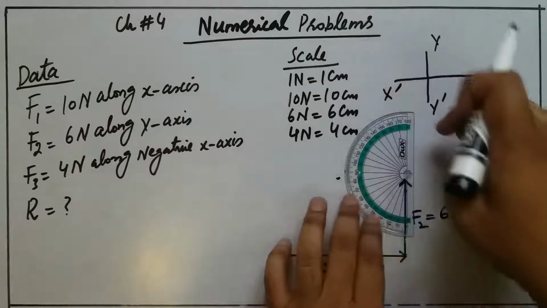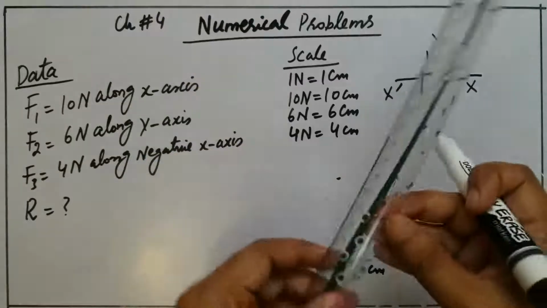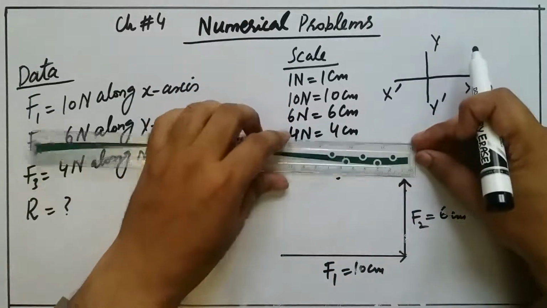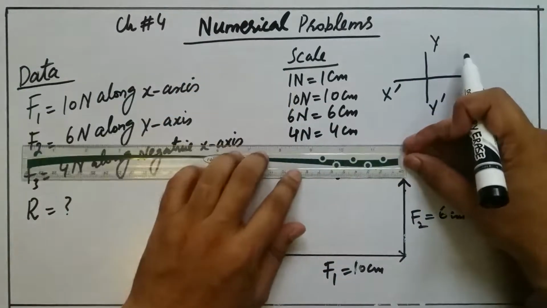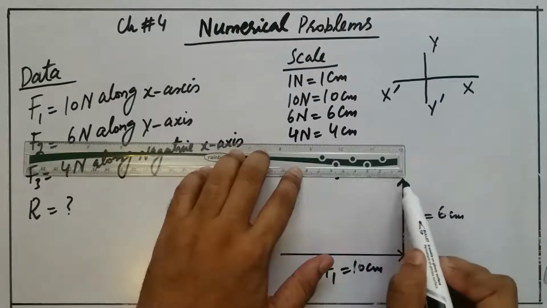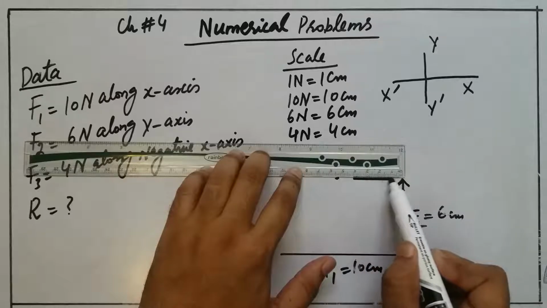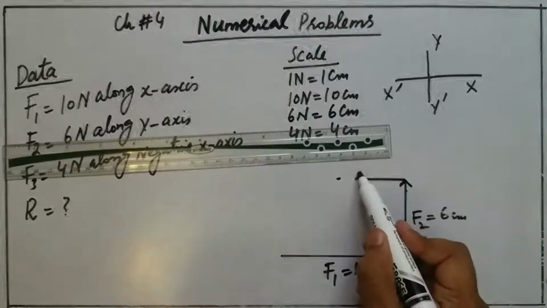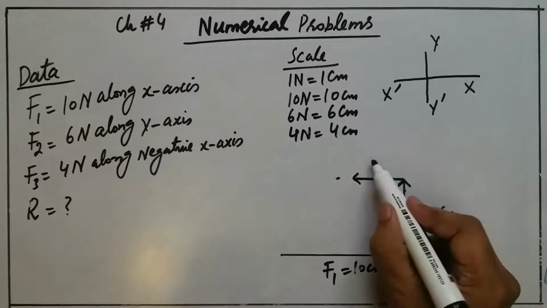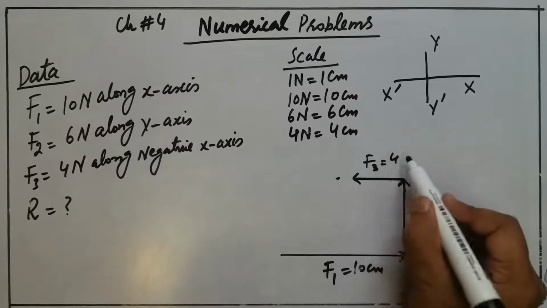So I have to draw a 4 centimeter line in this direction. In order to draw the 4 centimeter line here in this direction, I have to draw the line on the head of the second vector. So this is going to be the 4 centimeter line, representing the 4 Newton force. So this is force number 3, 4 centimeter.